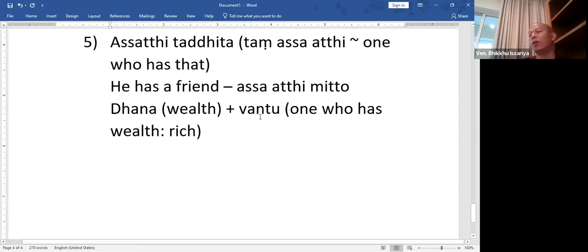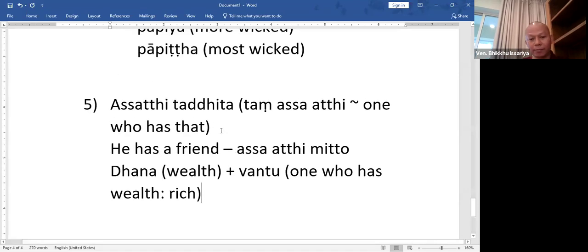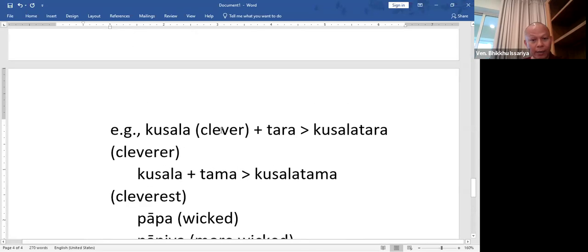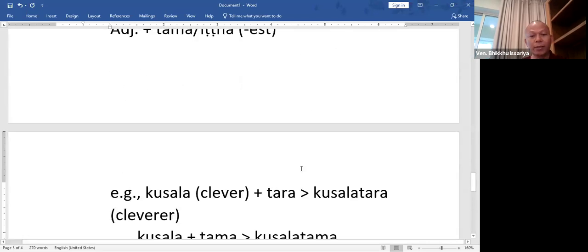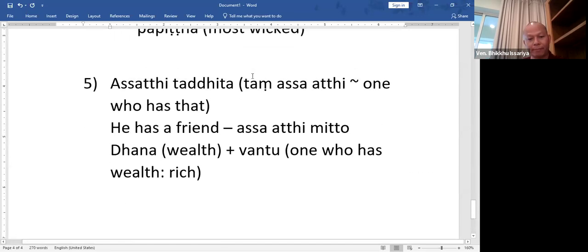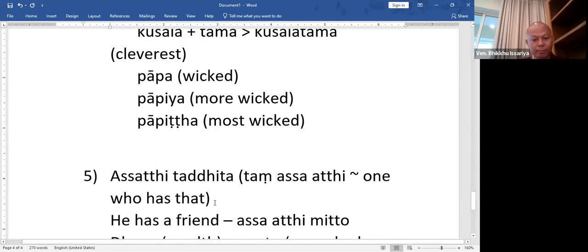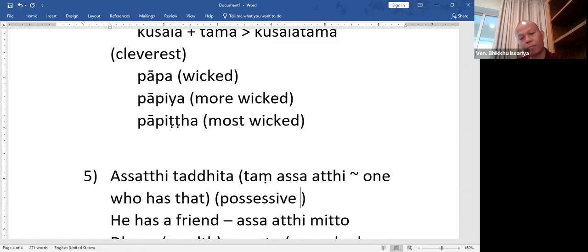So actually, in this group there are also many suffixes. This type is, as we say, a comparative adjective. This one is about the possessive adjective, to form or to create the possessive. Right.